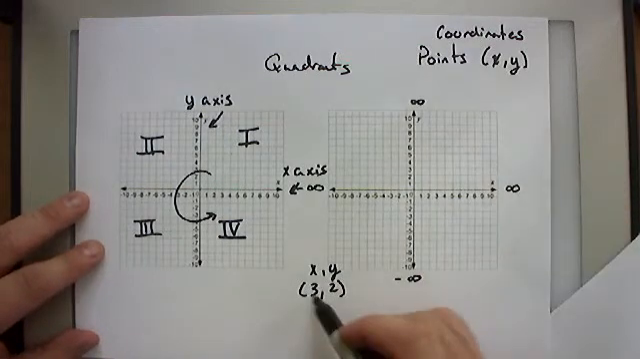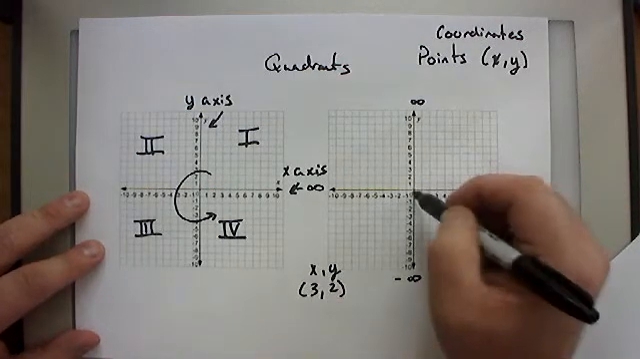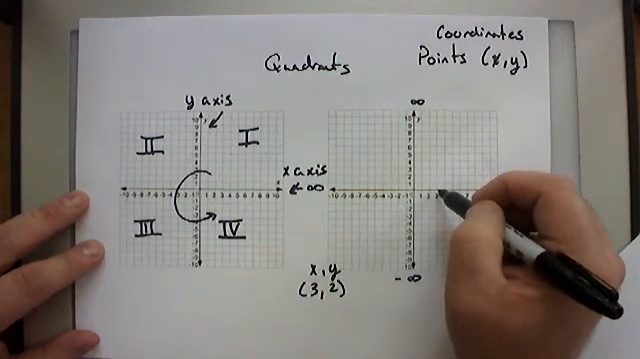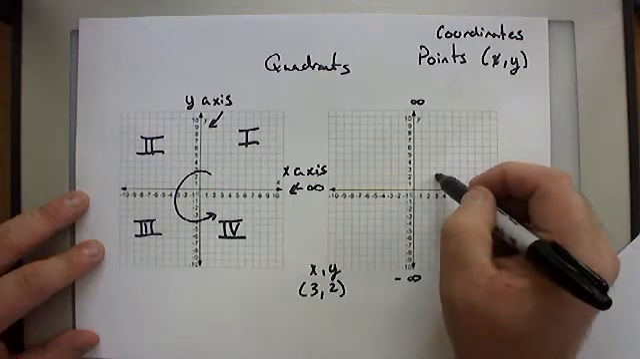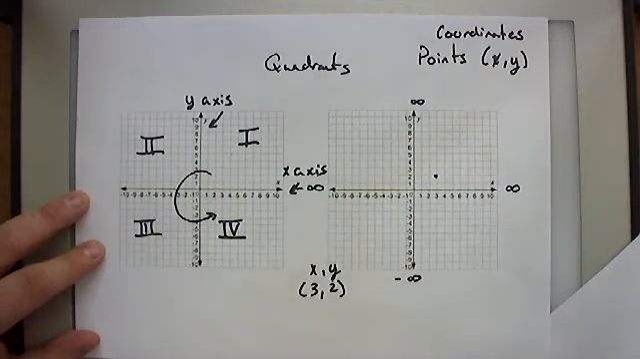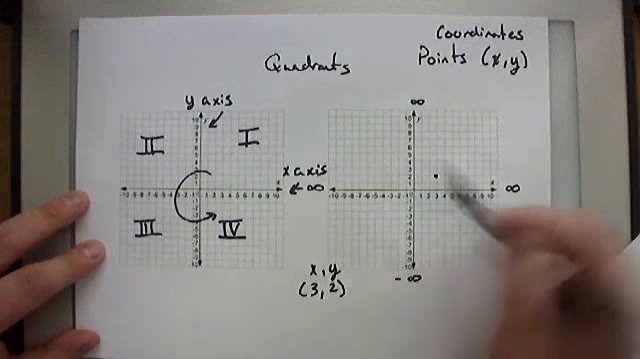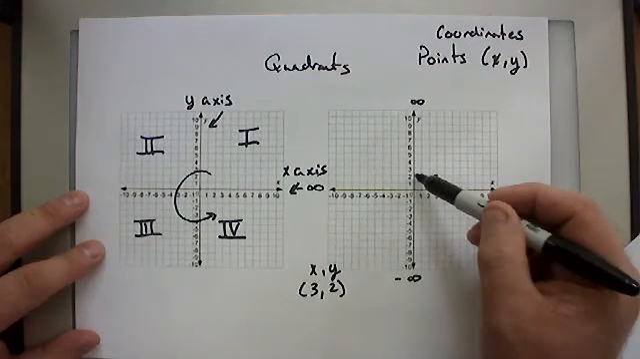So what we're looking for is where these two meet up. So 3 on the X, 1, 2, 3, and then also 2 on the Y, which is right here. +2 is up. So 3 on the X, 2 on the Y, that point should be right there on the graph.